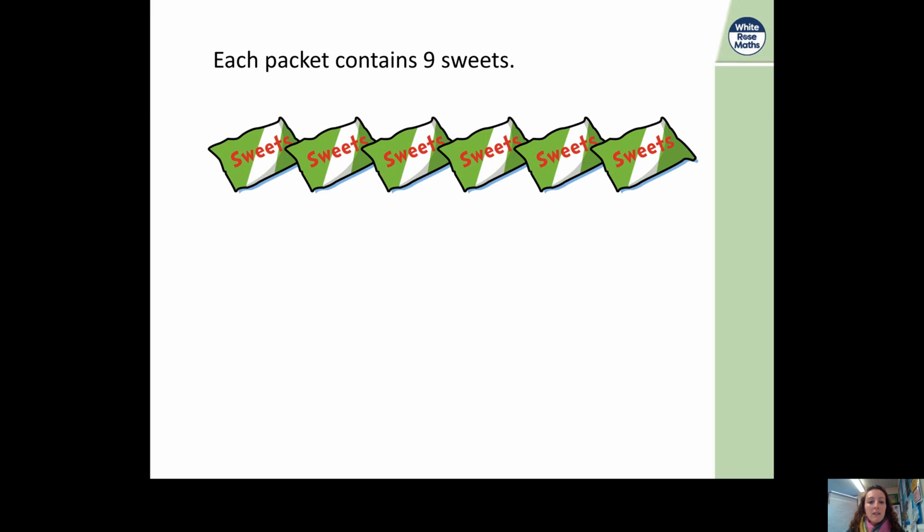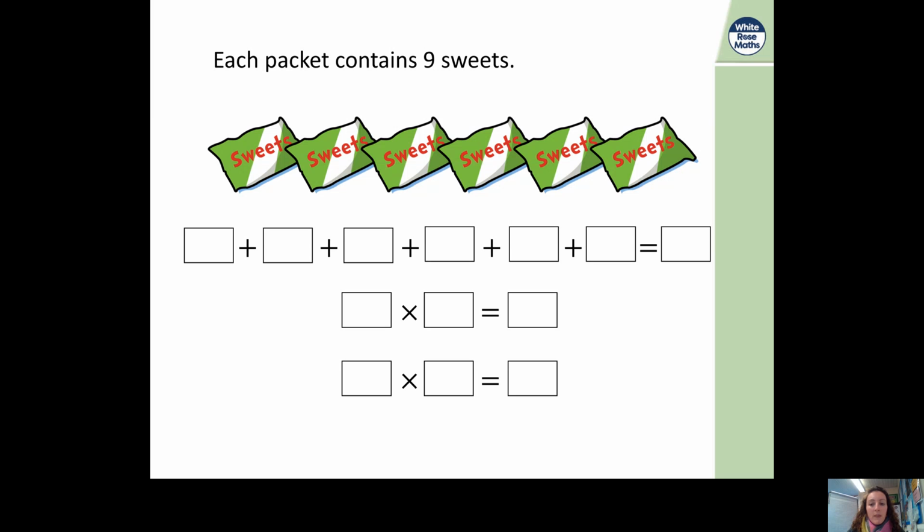Okay, another question for you to have a think about. Each packet of sweets contains 9 sweets. So how many do you think there are all together? Pause the video and have a think. So we can write this down in 3 ways as well. 9 add 9 add 9 add 9 add 9 add 9, which equals 54. Or we can write 6 times 9 is 54 and 9 times 6 equals 54. Well done if you got those answers.